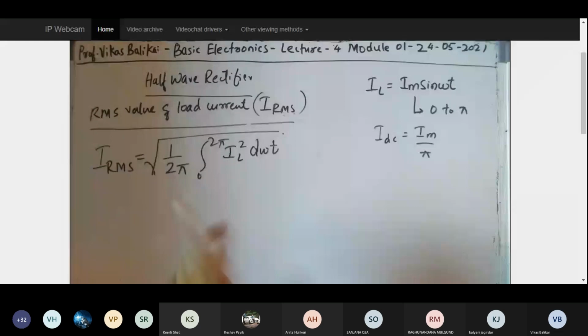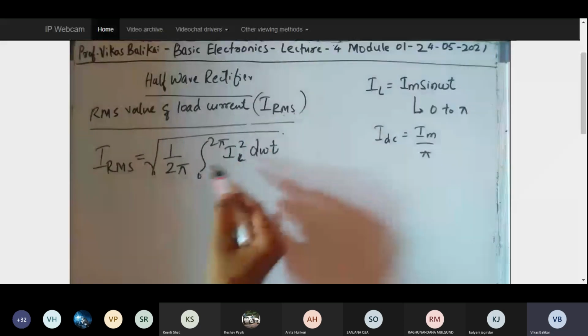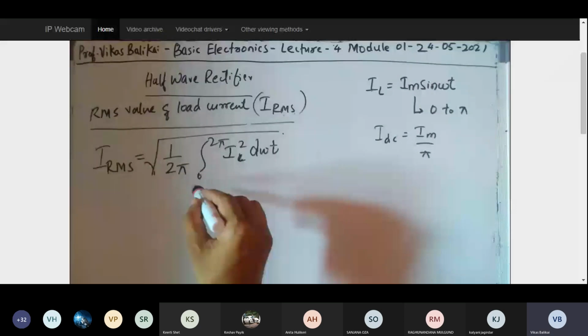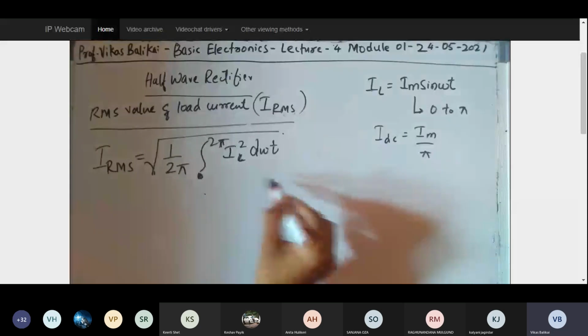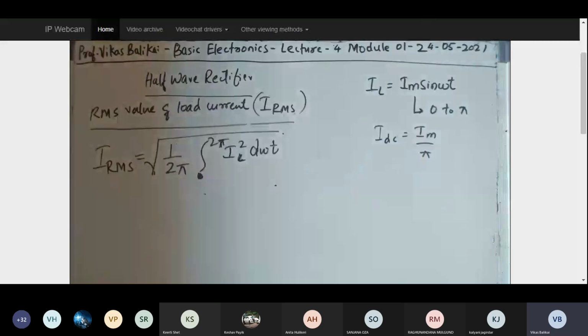I'll take the root, I'll take the square, and I'll take the mean. Have I done that or not? Let me check here. I have taken the square of my load current, and I have taken the square root of that entire term, and I'm doing the mean, or I'm taking the average. From which time to which time duration? From 0 to 2 pi duration. And what will be the value in that particular time duration? It will be 2 pi. So this is what will be the content of my IRMS equation.